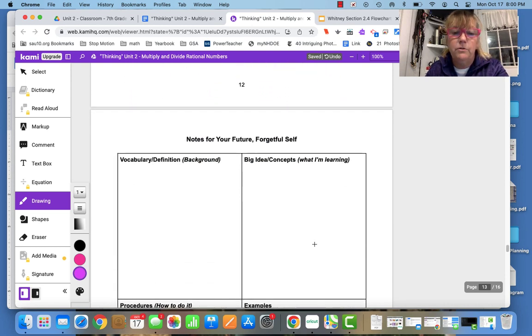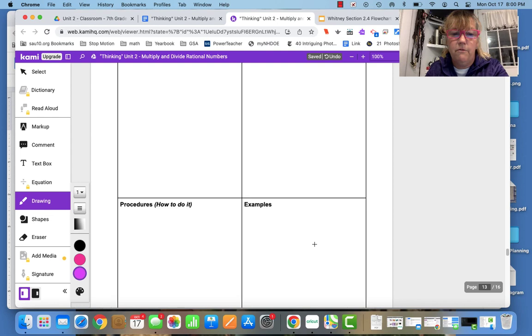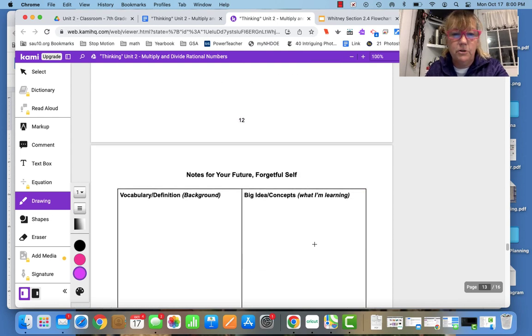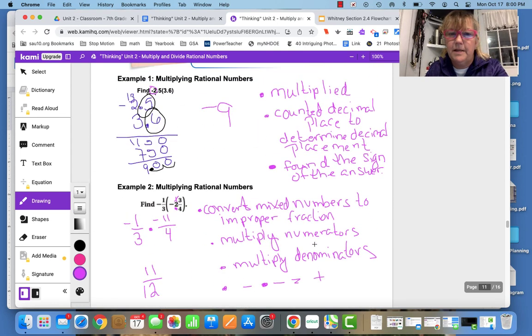And so don't forget to do notes to future forgetful self. Remember, when you get to the procedure section, go up to the steps that I used. Use those as part of your procedure.